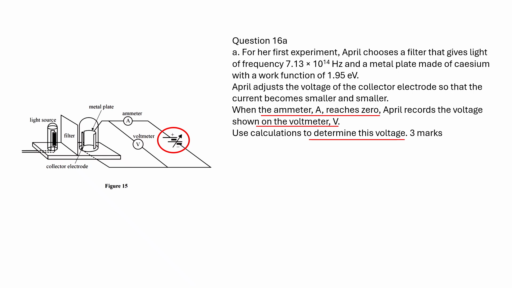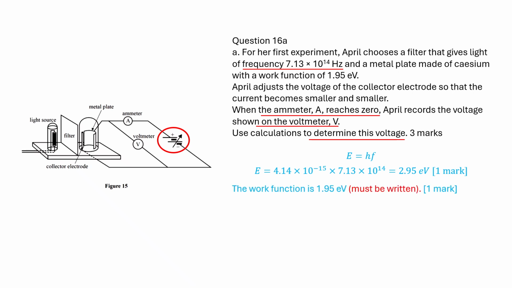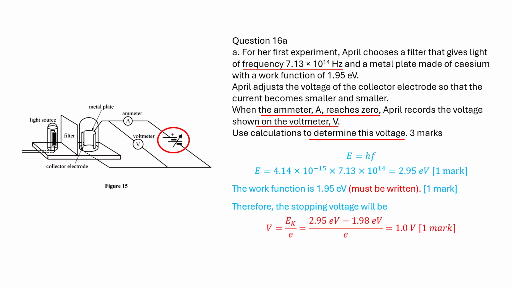The process begins with the light's energy being transferred to the electrons, generating kinetic energy. Since the work function is provided, the electron's kinetic energy is simply the difference between the light's energy and the work function. To then find the stopping voltage, we divide this kinetic energy by the elementary charge. For ease of calculation, we'll express energy in electron volts, eV, which means Planck's constant will be used in units of eV times s.